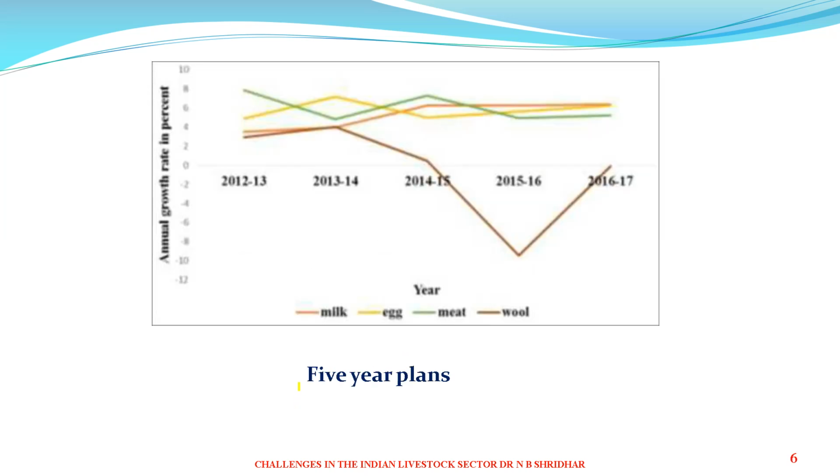Then, during the last five-year plans, we have the annual growth rate. It is always growing. Considering milk, the line is always on the upside. Wool sometimes fell down, but once again it is going up. Egg production is like a steady state. Meat sometimes declined in the year 2013-14, then increased, and now it is steady. Milk production is always steady from 2012-13 till 2016-17 during the last five-year plan.